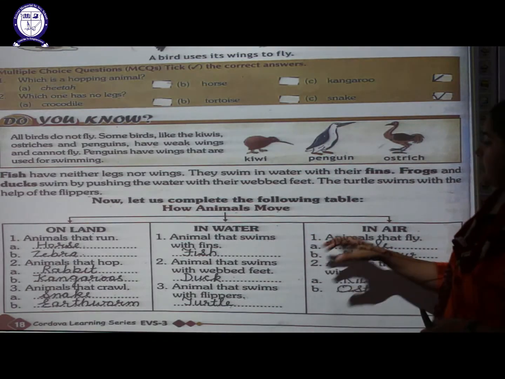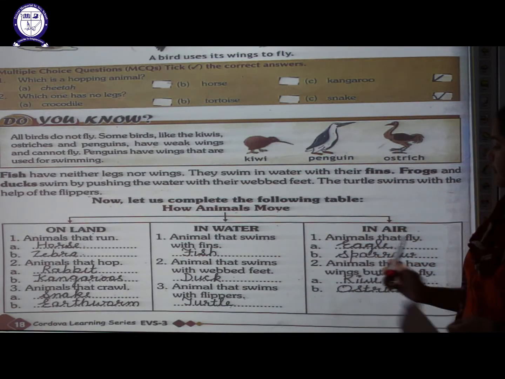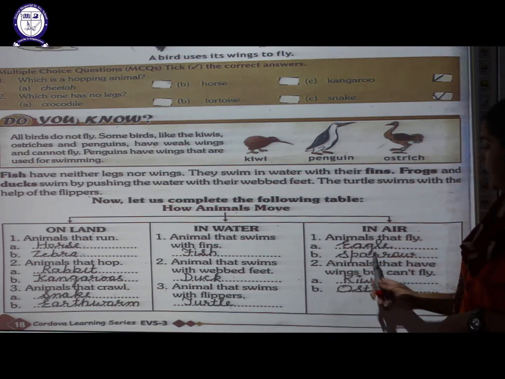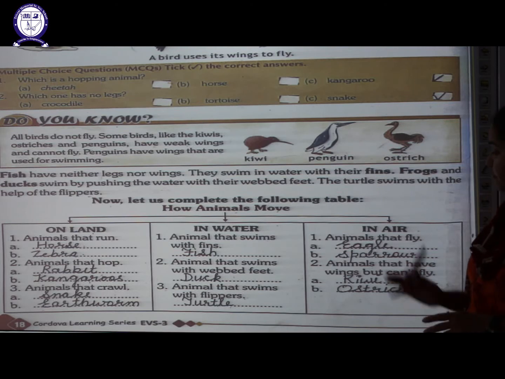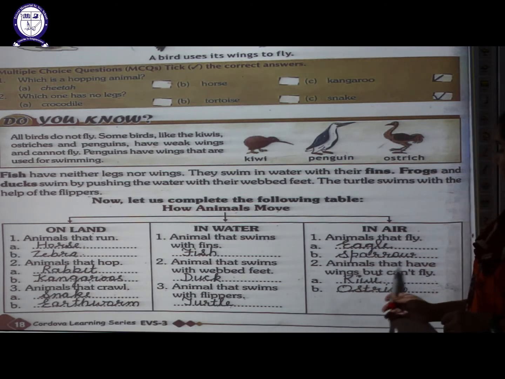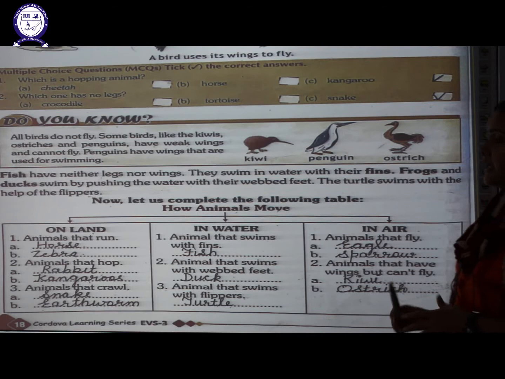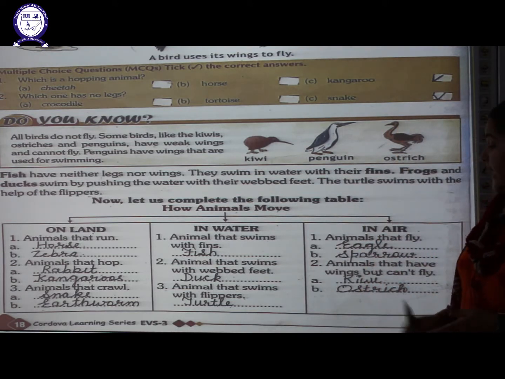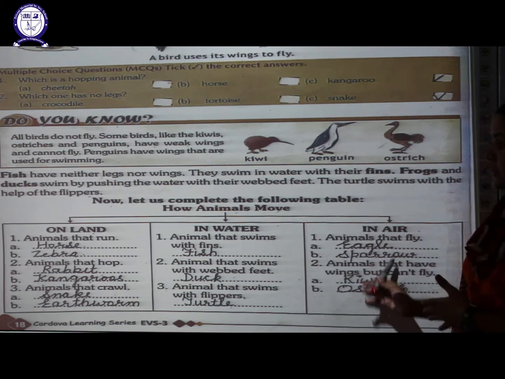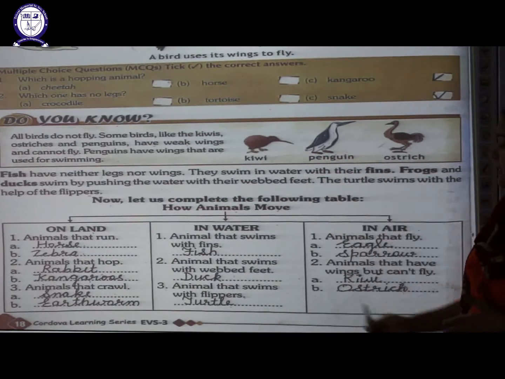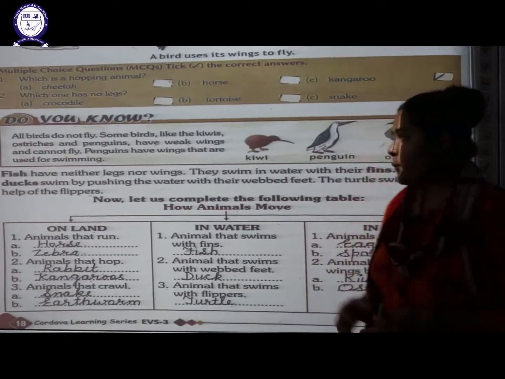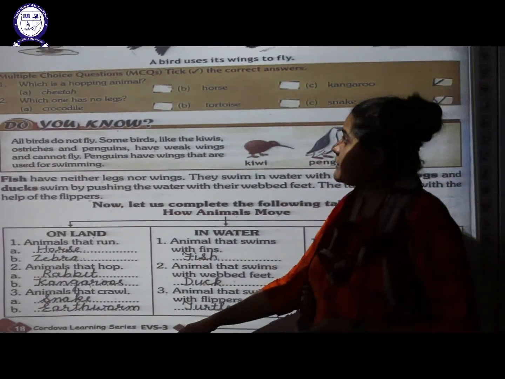Lastly, the animals which move in the air. The first, the animals that fly. There are different birds which fly in the air like eagle, sparrow, etc. Next is animals that have wings but cannot fly. There are certain birds which have wings but they cannot fly. Examples: ostrich, emu and penguin. You can write down these are the flightless birds which have wings but they cannot fly because their wings are very weak.